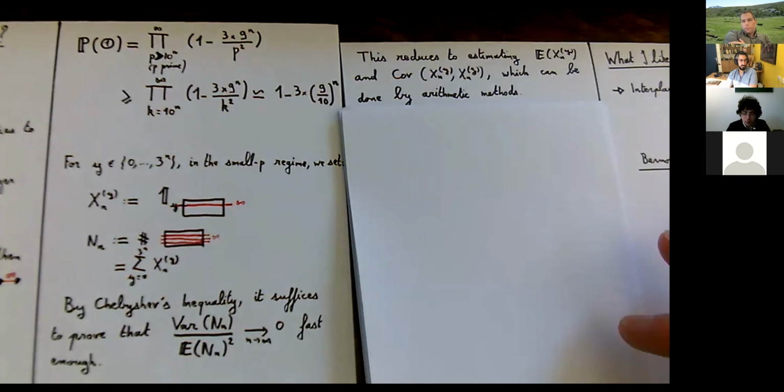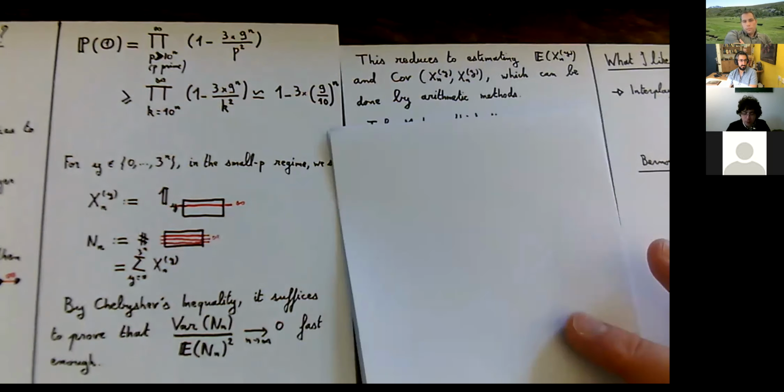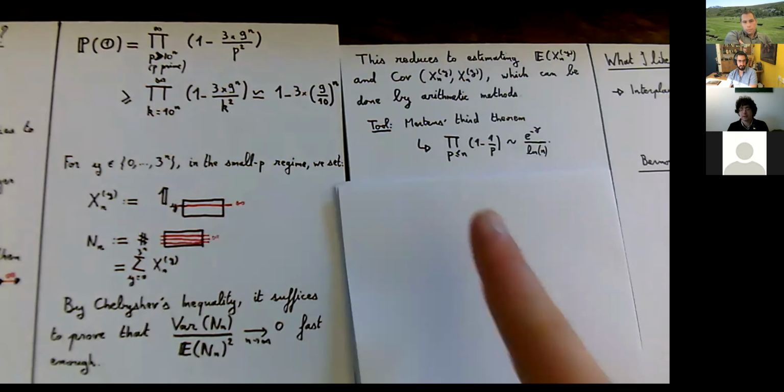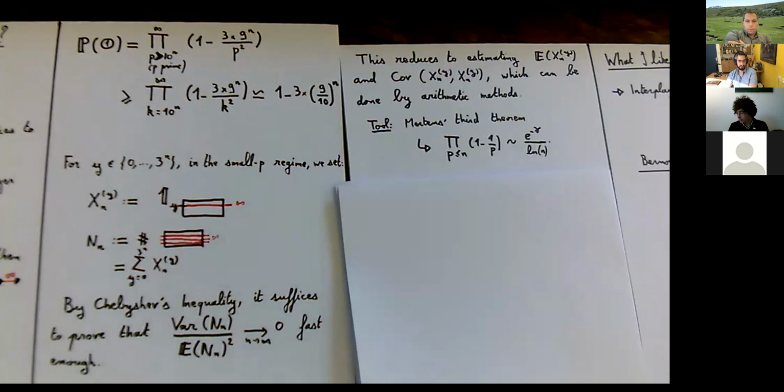And I just want to mention that in order to have nice estimates about the expectation, we use Mertens' third theorem, stating that this product is equivalent to exponential minus gamma over log n, where gamma is the Euler-Mascheroni constant, the one in the asymptotics of the harmonic series.